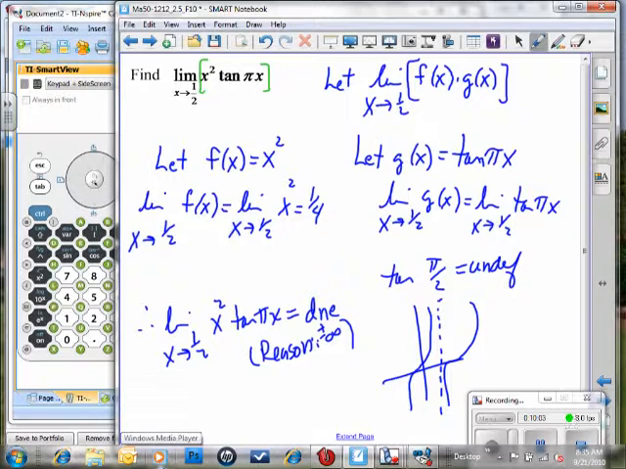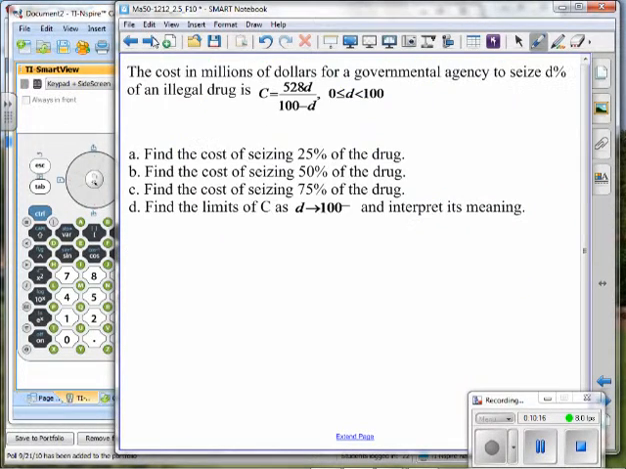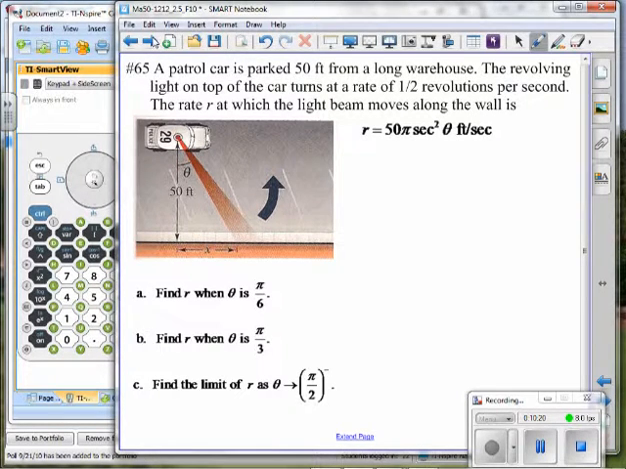Okay, so we can pull that apart. We don't really have to do a lot of investigation on that. Pull them apart. You know what the tangent limit is, so we can use our information from trig on that. Okay, let's go on. I'm going to jump to this problem.